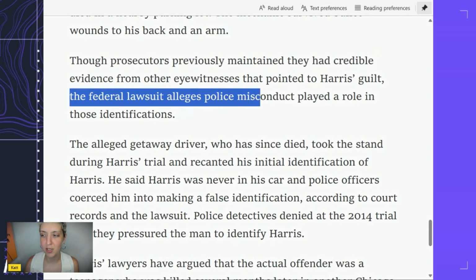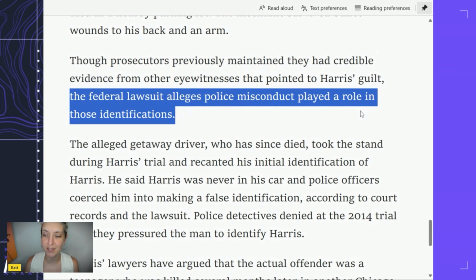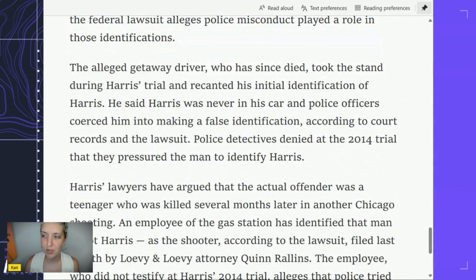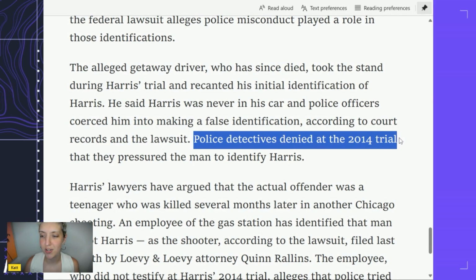But the federal lawsuit alleges police misconduct played a role in those identifications. The alleged getaway driver, who has since died, took the stand during Harris's trial and recanted his initial identification of Harris. He said Harris was never in his car, and police officers coerced him into making a false identification. Police detectives denied this at the 2014 trial, that they pressured the man to identify Harris.